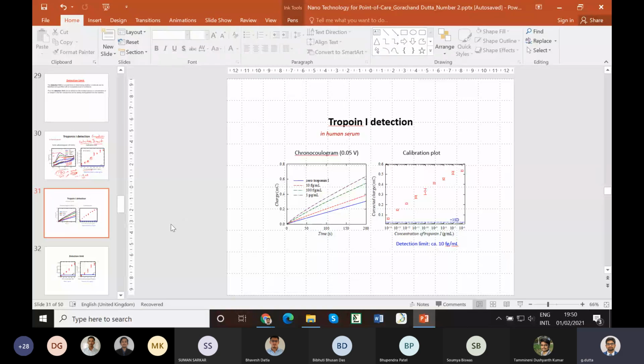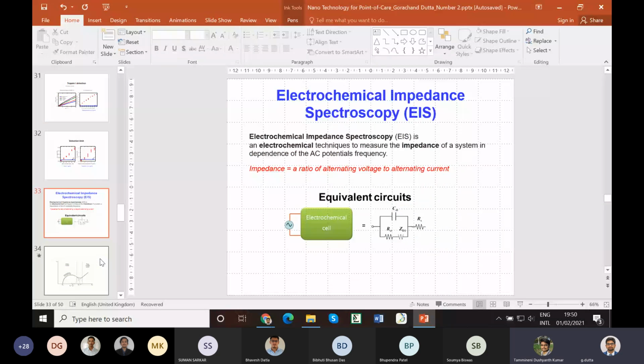Okay, can I go ahead and start a new topic? Yes, sir. Okay, good. So let's start a new one: electrochemical impedance spectroscopy.